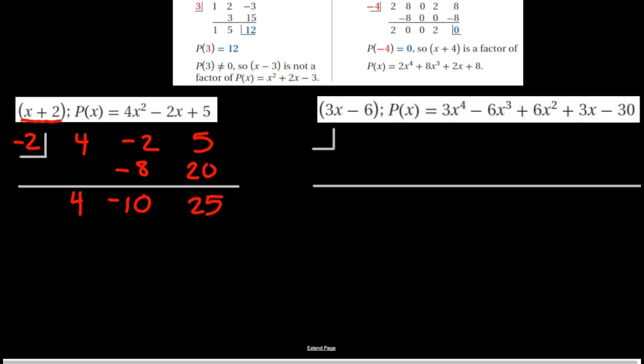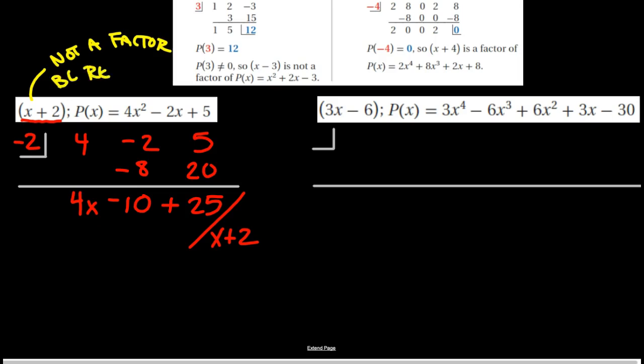Okay, my remainder then is 25 over x plus 2, so it's not 0, so what that means is x plus 2 is not a factor, right? This is 4x minus 10 plus 25 over x plus 2. And so our conclusion then is x plus 2 is not a factor of that polynomial because the remainder is not equal to 0, it does not divide in evenly. Okay?